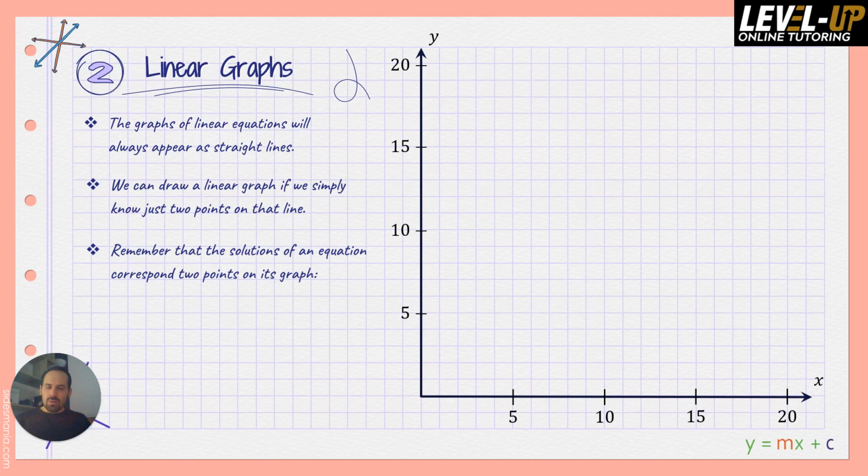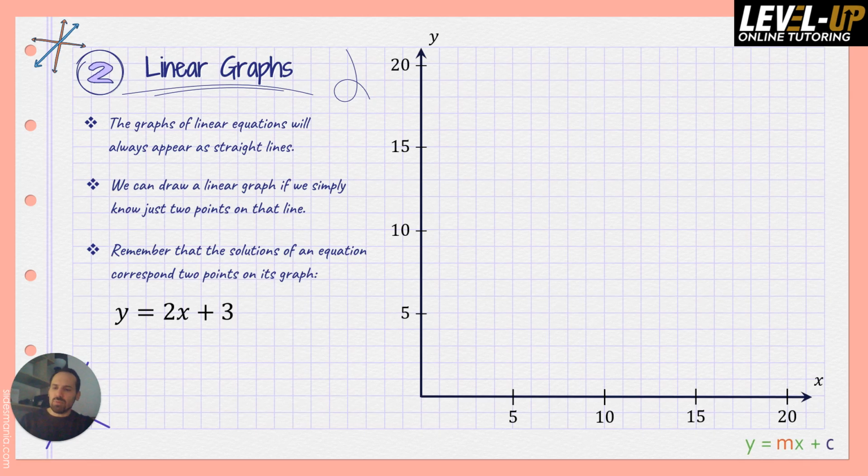So remember that the solutions of an equation correspond to points on the graph. Two points of the equation is all we need to plot it, because it's a straight line. So say if you take a linear equation like this, and we wanted to plot it, we just need to know 2 points that are going to be on this equation's graph in order to plot the graph, because we could then just draw a straight line through those 2 points. So where do we get those 2 points from?